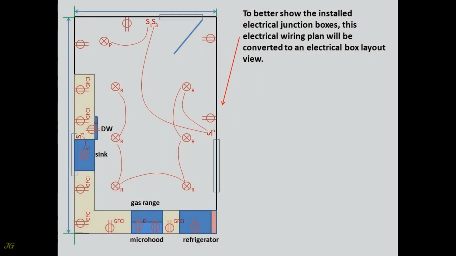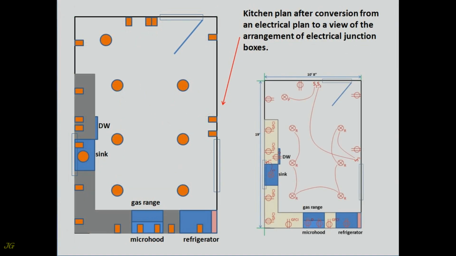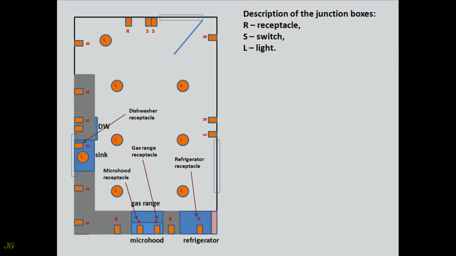To better show the installed electrical junction boxes, this electrical wiring plan will be converted to an electrical box layout view. Kitchen plan after conversion from an electrical plan to a view of the arrangement of electrical junction boxes. Description of the junction boxes.